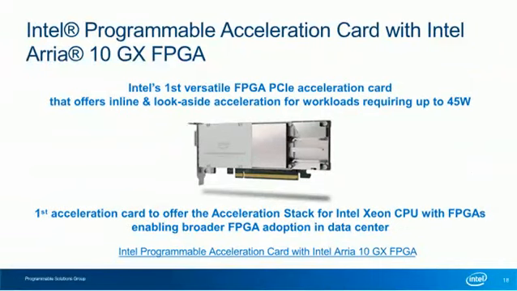The FPGA hardware that supports the acceleration stack and the development flow is here. The Intel Programmable Acceleration Card with Intel Arria 10 GX FPGA is the first platform to support the acceleration stack for Intel Xeon CPU with FPGAs. This is a versatile Intel-qualified low-power FPGA PCIe acceleration card that can be used for both look-aside acceleration workloads or inline acceleration. This board supports inline acceleration with network connectivity. The ability of this board enables broader FPGA adoption in the data center.